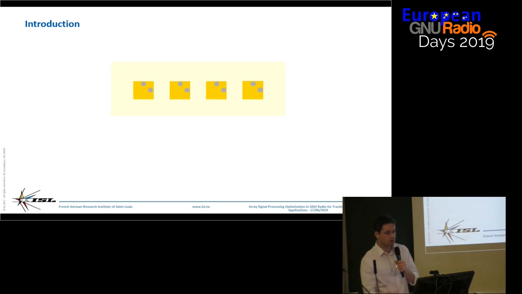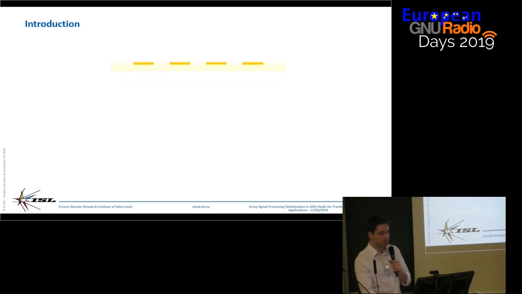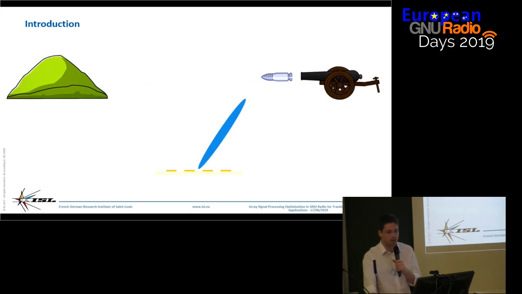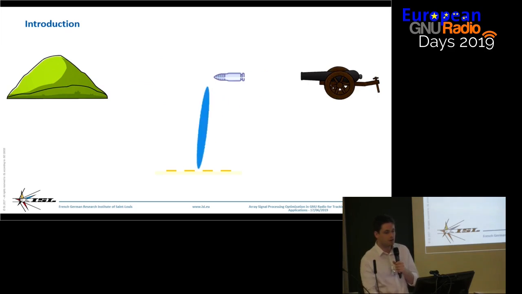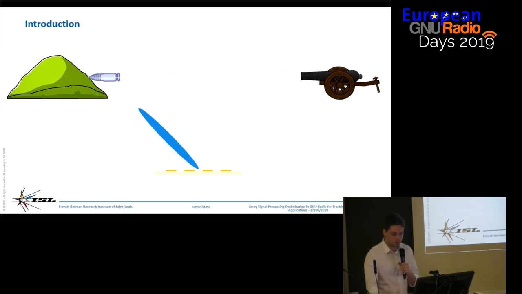So if you take the antenna array that I showed you just before and if you put it right at the median to the projectile trajectory, then our goal is to always favor radiation towards the flying projectile.